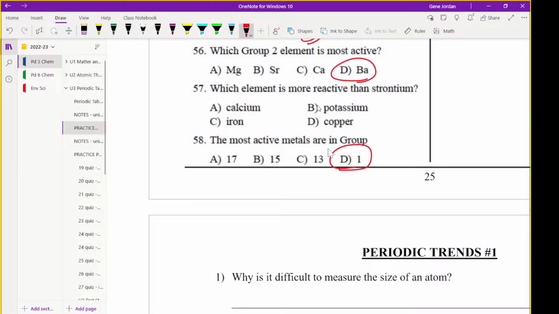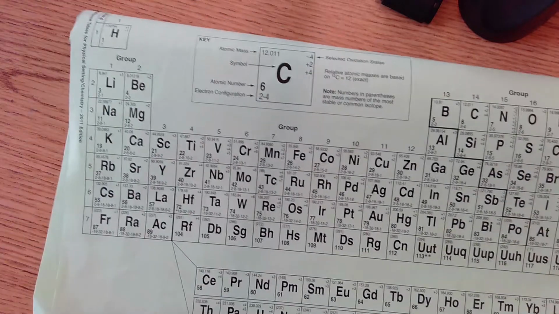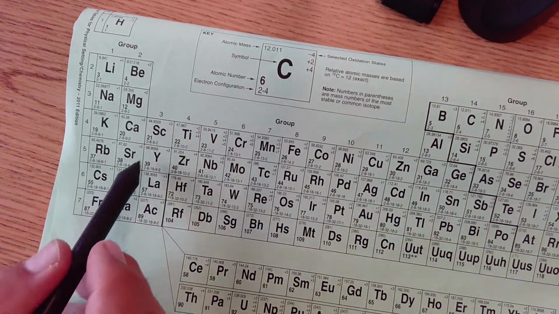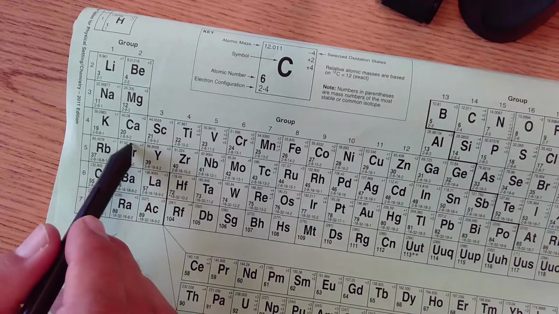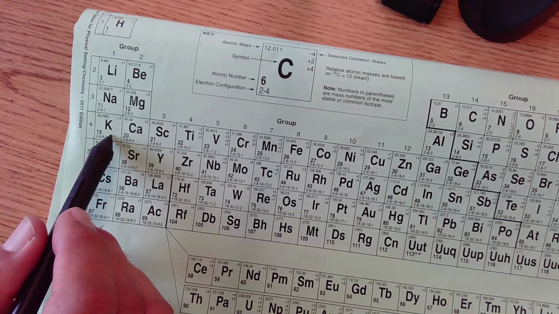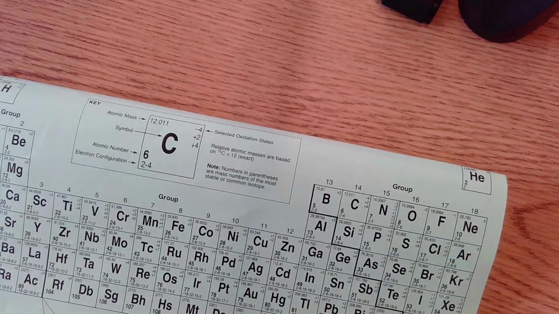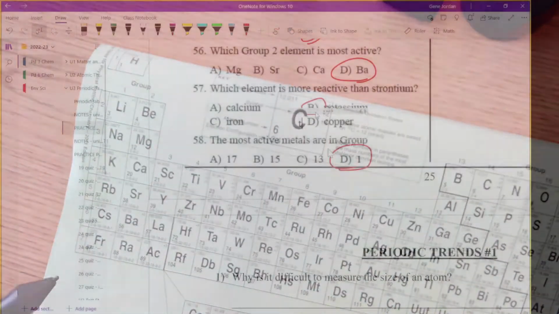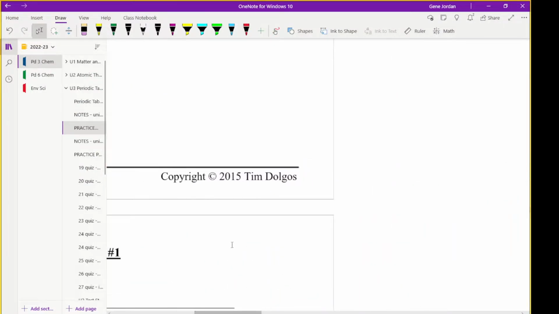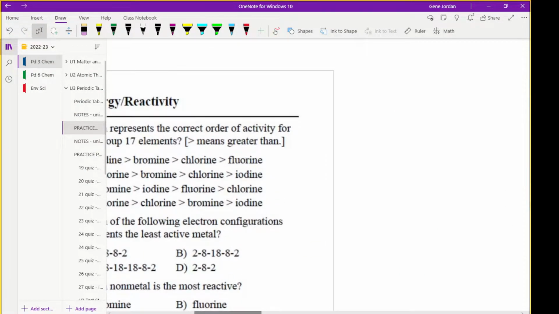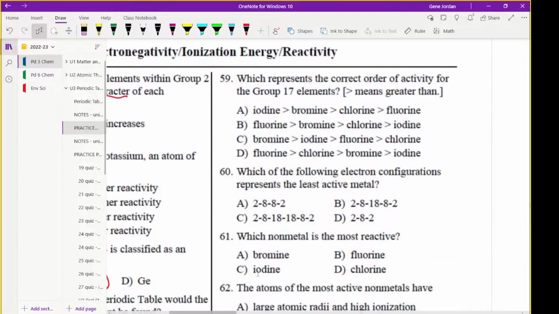Which element is more reactive than strontium? It's going to be potassium. And let me just explain why. Strontium is a group 2 element. Group 1 elements are more reactive. So that's why you choose potassium, or element K. All right, let's move on to the next odd problem.